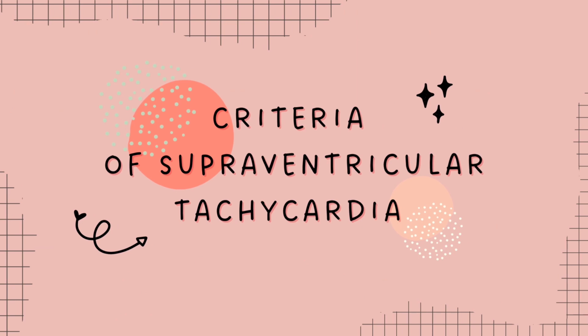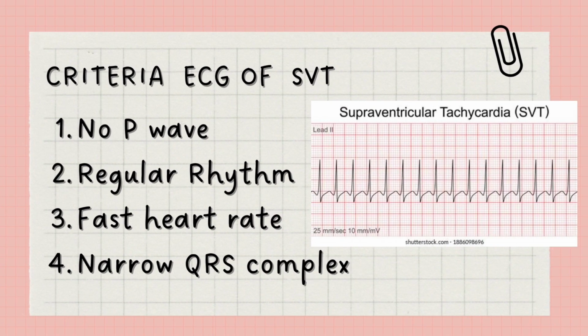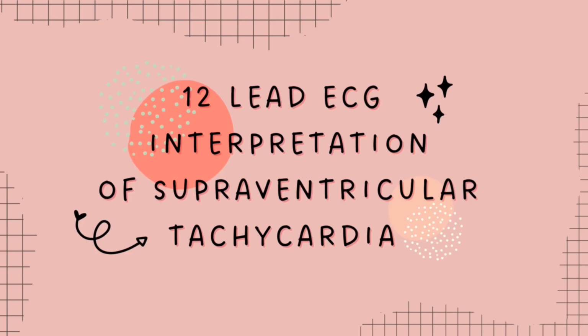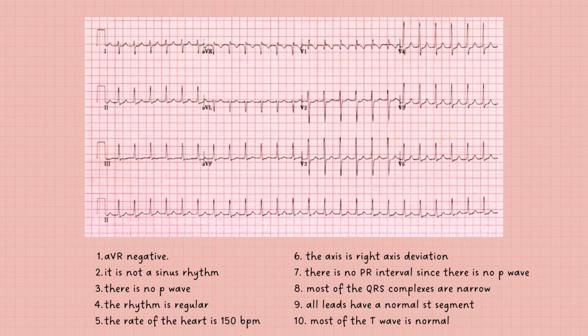To be more certain of the diagnosis, we can detect the disease by looking at the ECG. There are a few criteria that we can look for in the ECG to see whether the patient has SVT or not. Now I'm going to explain the criteria of SVT in an ECG. The ECG criteria of SVT are firstly no P wave, second regular rhythm, third fast heart rate, and lastly narrow QRS complex. From these criteria, we can now interpret the 12-lead ECG to identify whether it is SVT or not. We can interpret this ECG by using the 10 steps.